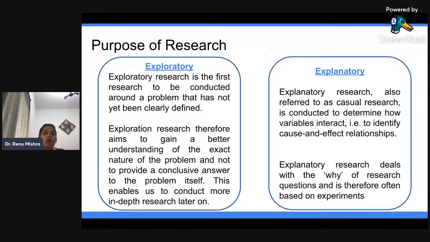So, when you talk about explanatory research, that means you are trying to find out the reasoning behind something that is happening. When I say something is happening, that means there are probably variables, and you are trying to identify the reasons behind the associations of the factors. That means explanatory research is the why of any research.